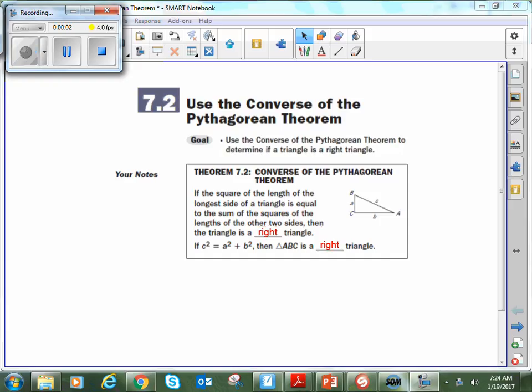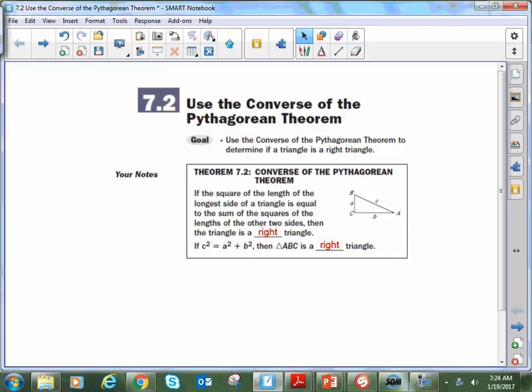Hey everybody, Mr. Piercy here, and what we're going to be looking at today is something known as the converse of the Pythagorean theorem. So the Pythagorean theorem, again, is a very popular math equation that says if I have two sides of a right triangle and I square them and I add them together and they equal the third side of the triangle squared, a squared plus b squared equals c squared, well then the triangle must be a right triangle, and that's exactly what you're seeing on this first screen.